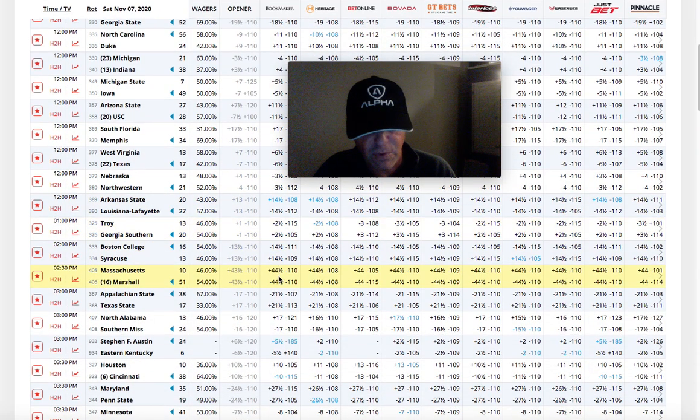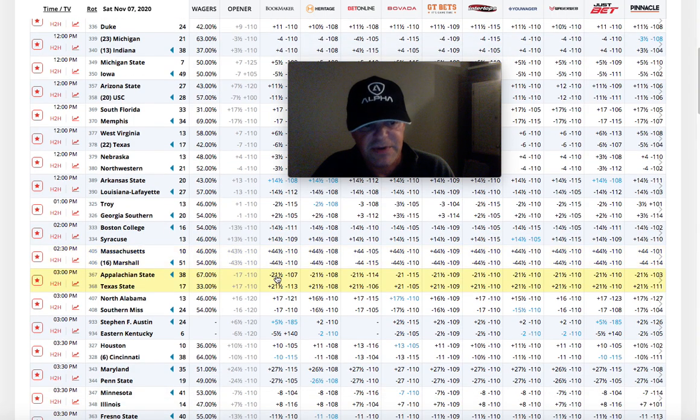Right here, 44.5. Marshall had to cover a 44.5. Again, very difficult to do. Massachusetts won that. Next one, Appalachian State, Texas State. Same deal here. Texas State covers by a half point. North Alabama, Southern Miss. Southern Miss was minus 17. North Alabama covered.